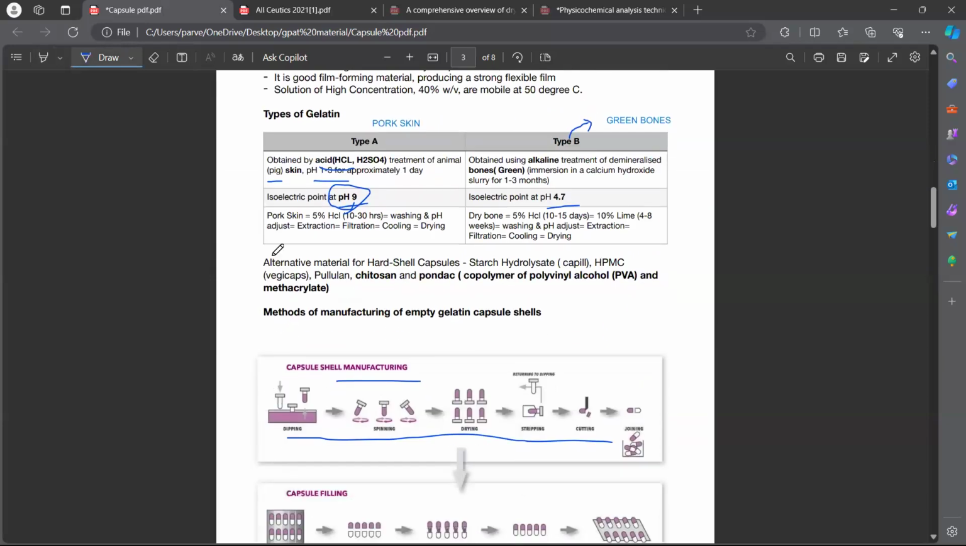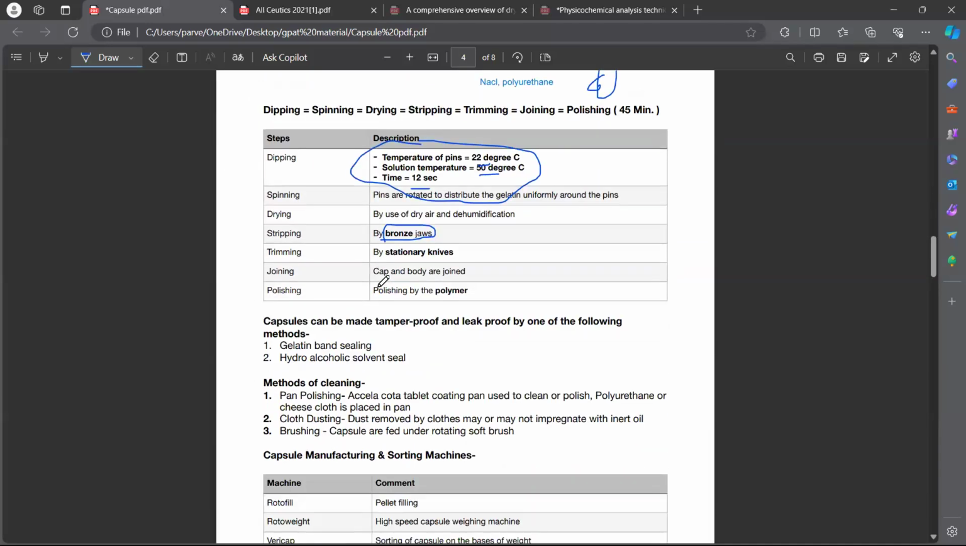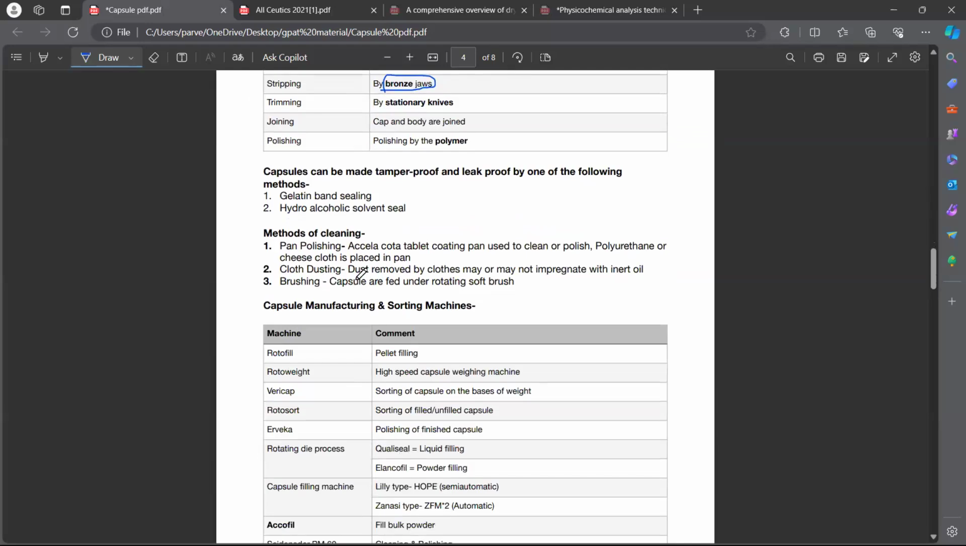So next, coming to the alternative material for the hard gelatin capsule. In most cases, we only use gelatin for the preparation of hard gelatin capsules. But along with that, many research studies have been conducted, and starch hydroxylate was also used to prepare the shell of the capsule. HPMC is also used. Pullulan, chitosan, shellac, etc. were also used to prepare the shell of the capsule.